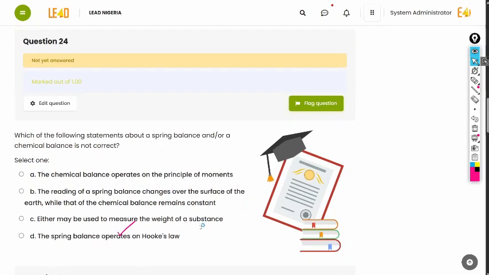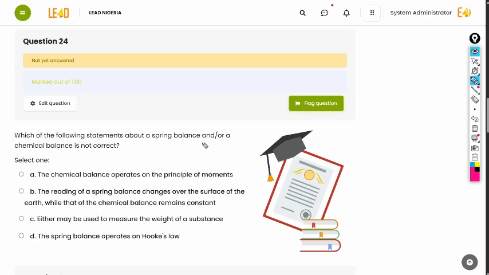Okay, 24 says, which of the following statements about a spring balance and or a chemical balance is not correct? Okay, so the chemical balance operates on the principle of moments. That's true. It is correct, so that's not the correct answer. A chemical balance looks something like this. When you balance anything on it, it could make it tilt, and then that'll show you what is heavy. So that's correct.